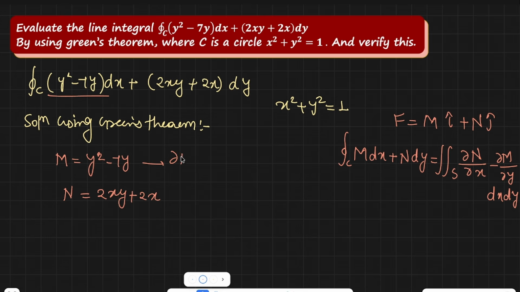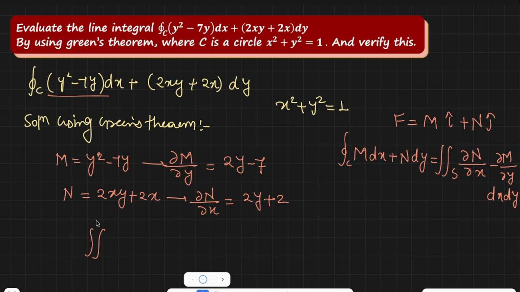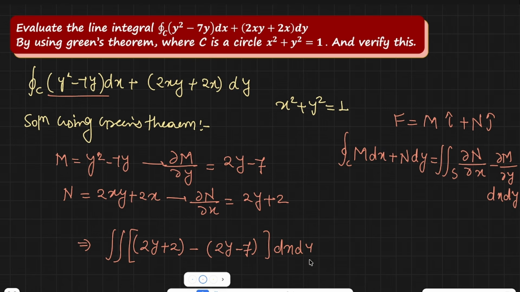So the partial derivative of M with respect to y is 2y minus 7, and the partial derivative of N with respect to x is 2y plus 2. Now you apply the double integral. Write down dN by dx, which is 2y plus 2, minus 2y minus 7, and then dx dy, because it is a circle.